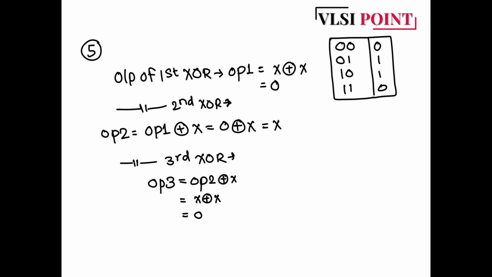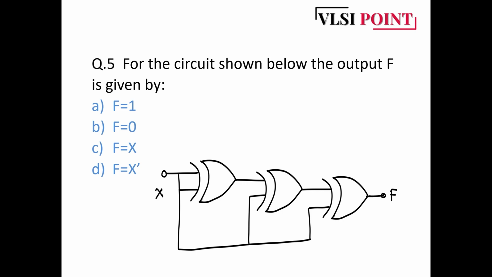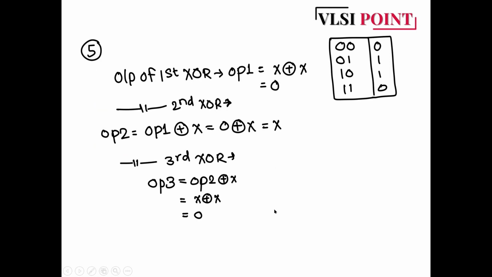Let's see what the output of the second XOR gate will be. The output of the second XOR gate is the output of the first XOR gate XOR X. You can see over here, this is the second XOR. The first input is from this XOR and the second is X. So 0 XOR X is nothing but X. If 0 is there, whatever the second input is comes out as the output. If it is 0, it comes out 0. If it is 1, it comes out 1. So X XOR 0 is nothing but X.